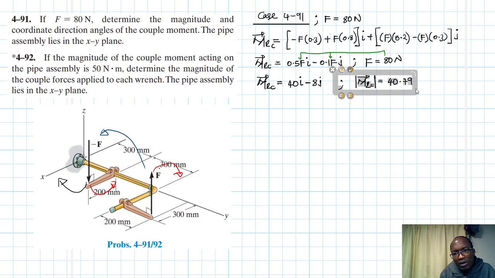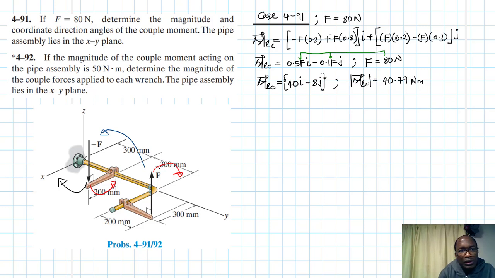Okay, let me just move this a little bit, maybe somewhere there. All right, Newton meters. And so is also this one, Newton meters. All right, this is also Newton meters. Okay, so now let's find the unit vector along that direction.